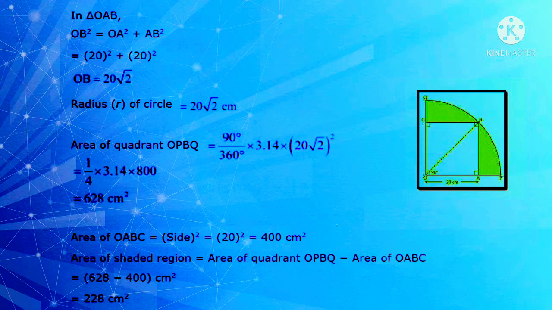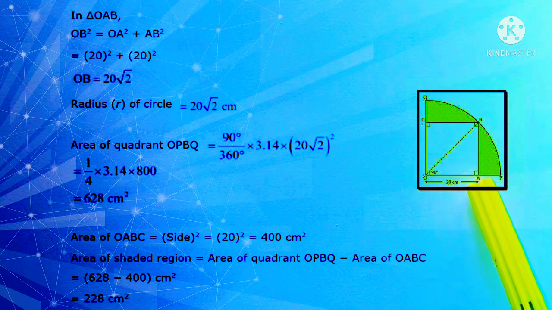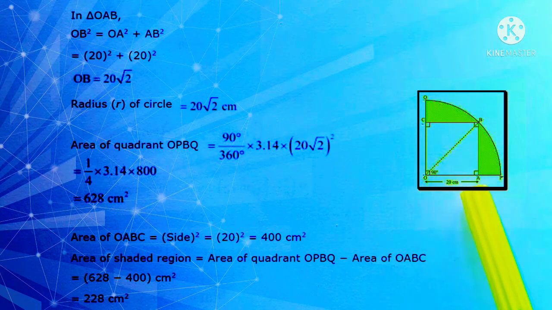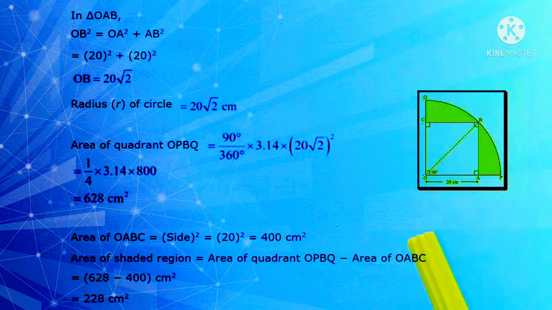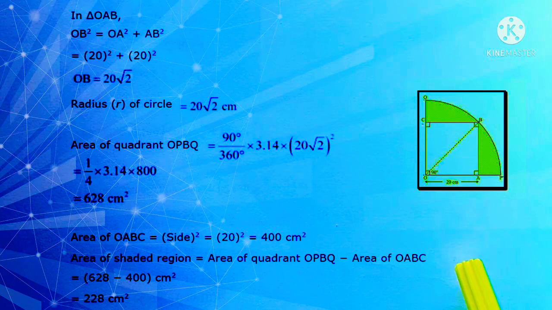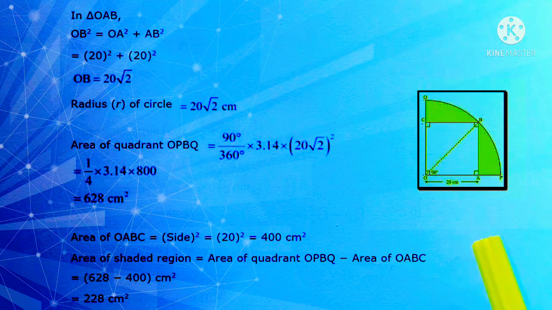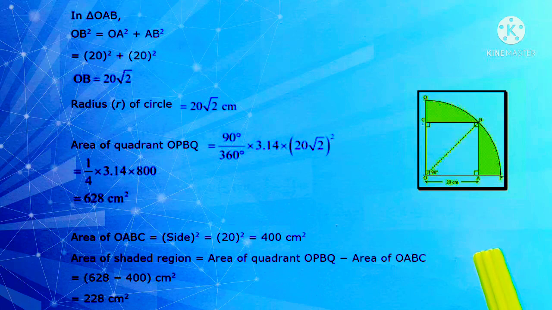In this triangle, if we apply the Pythagoras theorem, OB square equal to what do we write? OA square plus AB square. OA and AB we know are 20, 20. So we write 20 square plus 20 square, that means 2 times 20 square. If we take the square root, OB equal to root over 2 times 20 square, which is 20 root 2. Ultimately OB equal to 20 root 2 centimeter. Is it clear?